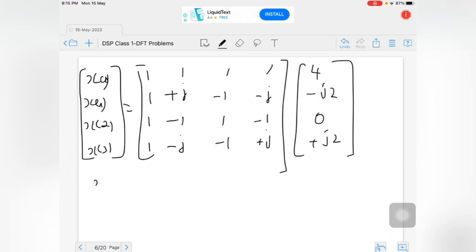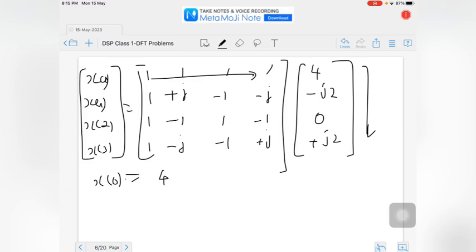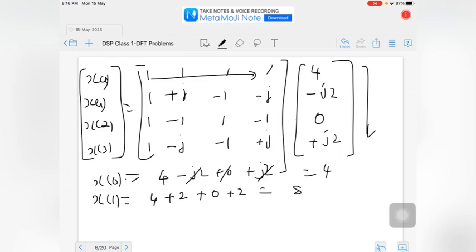What is my first value? x of 0: the entire row is multiplied with the column. 1 into 4, 4 minus j2 plus 0 plus j2. So j2 gets cancelled, we get 4. Similarly, what is my x of 1? x of 1 is equal to 4, plus into minus is minus, j square is minus 1, so minus into minus plus 2, 0. Here plus into minus is minus, j square is again minus 1, so you will get 8.